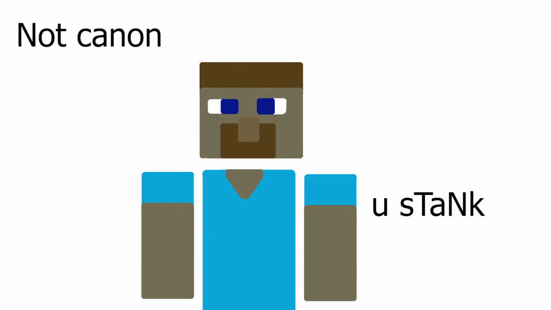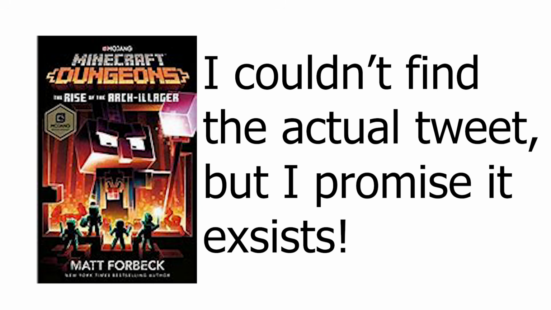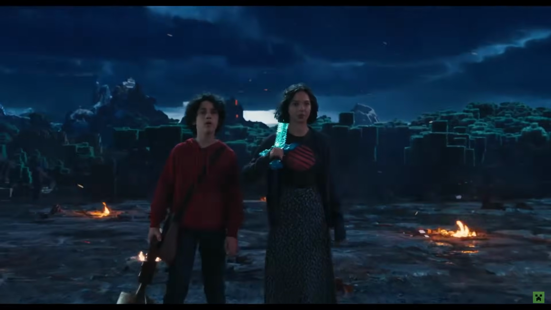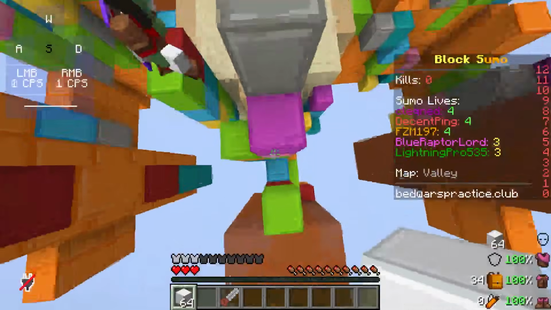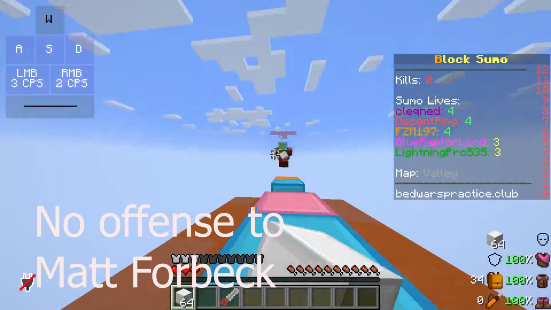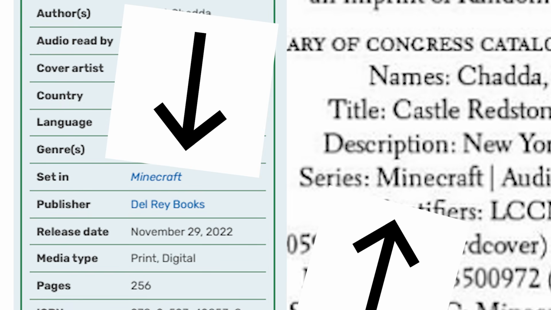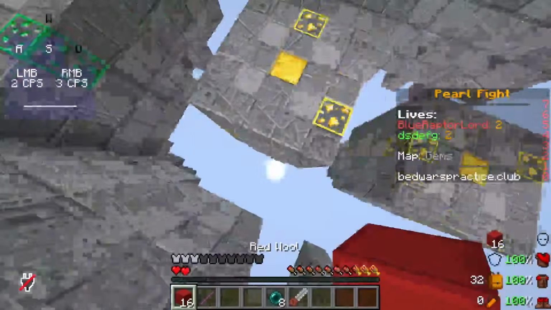And I know what everyone's gonna say, Rise of the Arch-Illager is the only canon Minecraft novel and this isn't canon. Well, first of all, the only evidence that Rise of the Arch-Illager is even canon is from a tweet made by the writer. In this tweet, the author describes that he believes that Rise of the Arch-Illager is the only canon Minecraft novel. But he's not Mojang, he's just a writer that partnered with Mojang. Him saying that Rise of the Arch-Illager is the only canon novel is as credible as one of Mojang's janitors saying that hippos are canon. And second of all, at the start of the book, it shows what series the book takes place in, and it says Minecraft. It doesn't say Minecraft book series, it doesn't say Minecraft companion series, it says Minecraft.